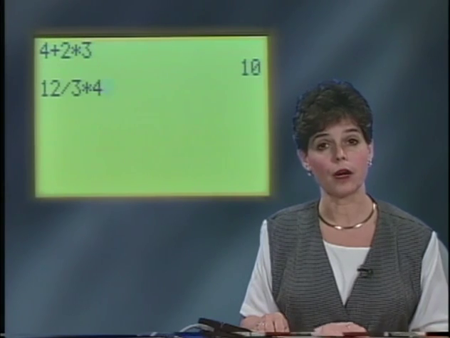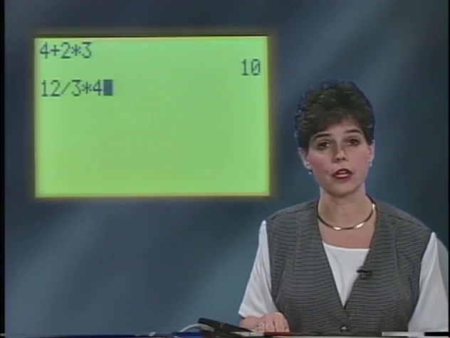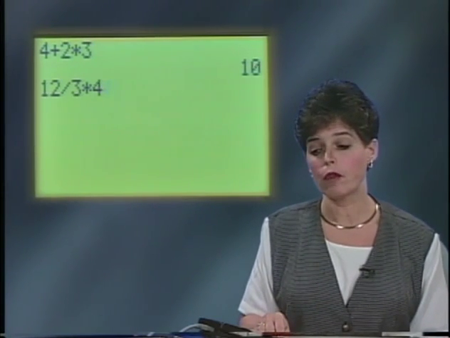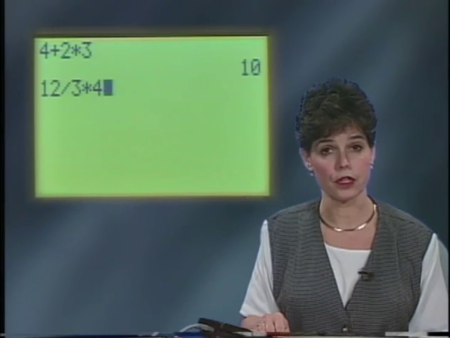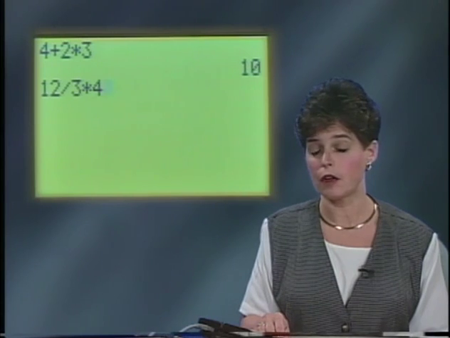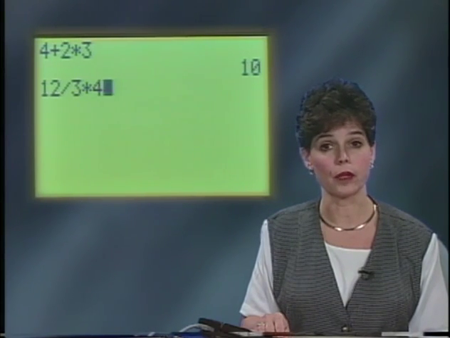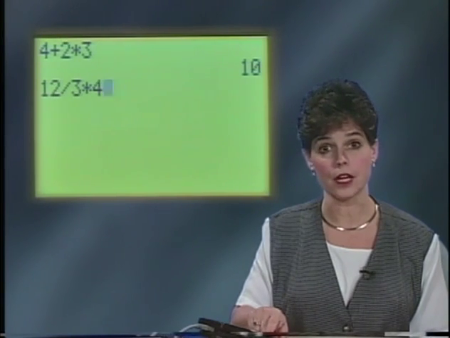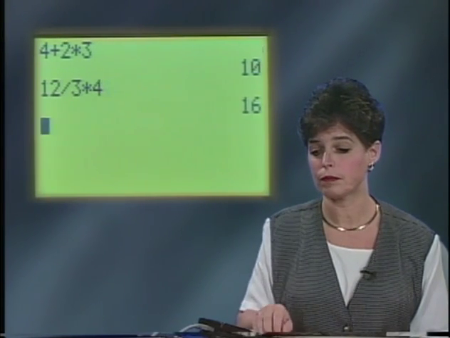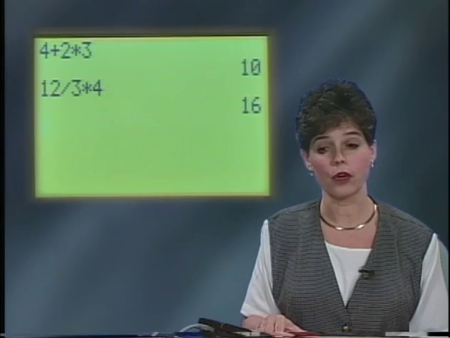Now this particular problem only involves division and multiplication. When we have a problem that involves just division and multiplication, we will do these operations in order from left to right in all of our mathematical problems. So we will expect that the calculator will do the same thing. Let's press enter at this time and see what happens. Okay, we got 16 for an answer.